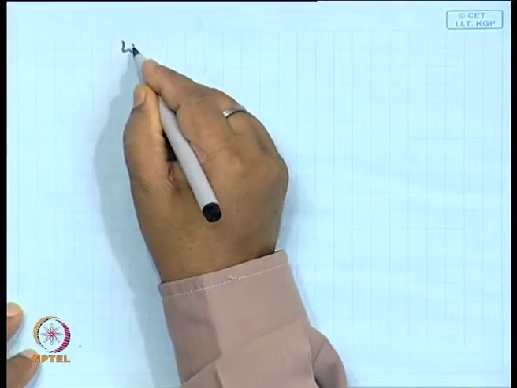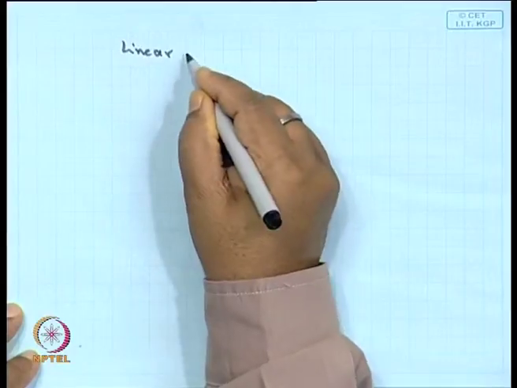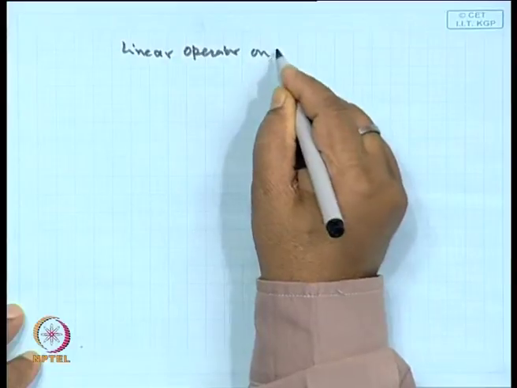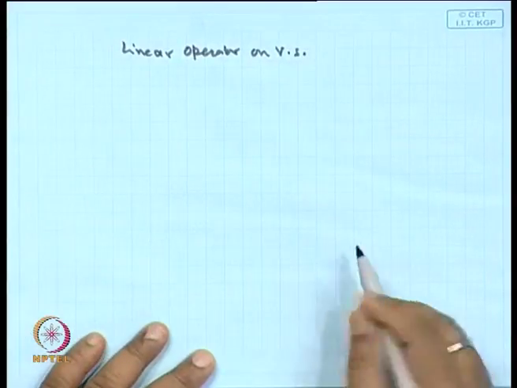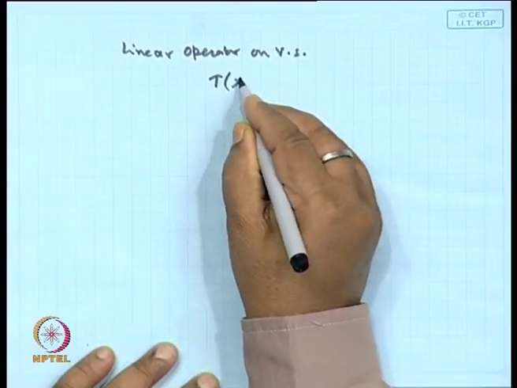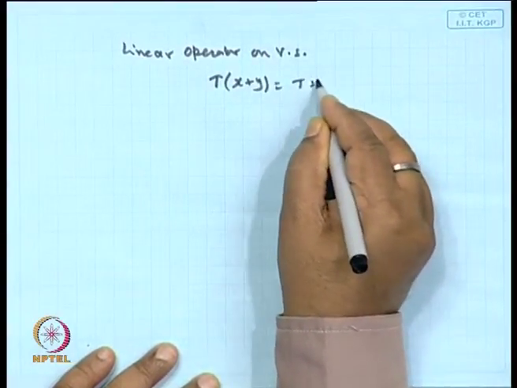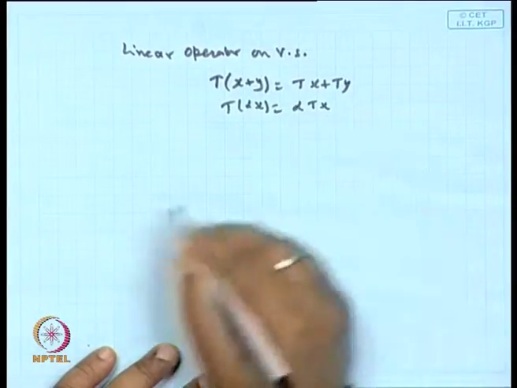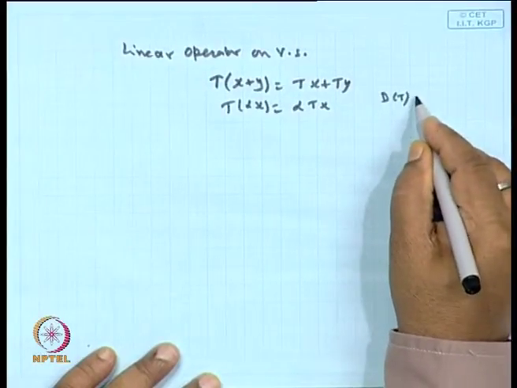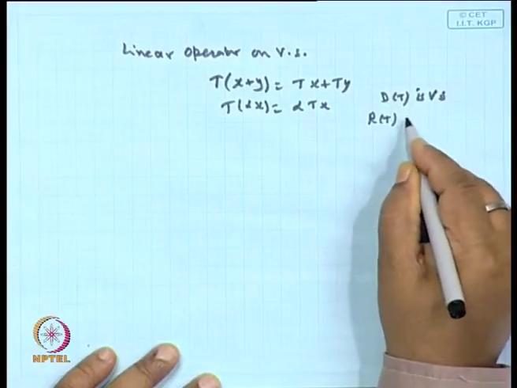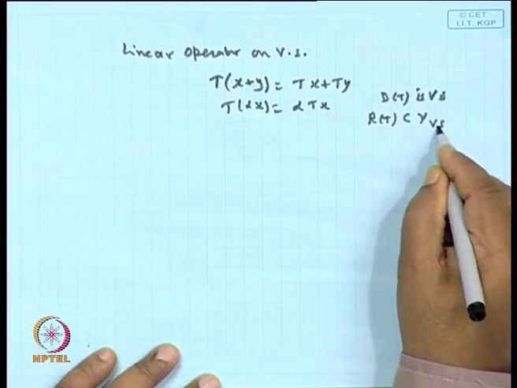In the last lecture, we discussed linear operators on vector spaces. This operator we defined as T(x + y) = Tx + Ty and T(αx) = αTx, where the domain of T is a vector space and the range of T lies in Y, which is a vector space.